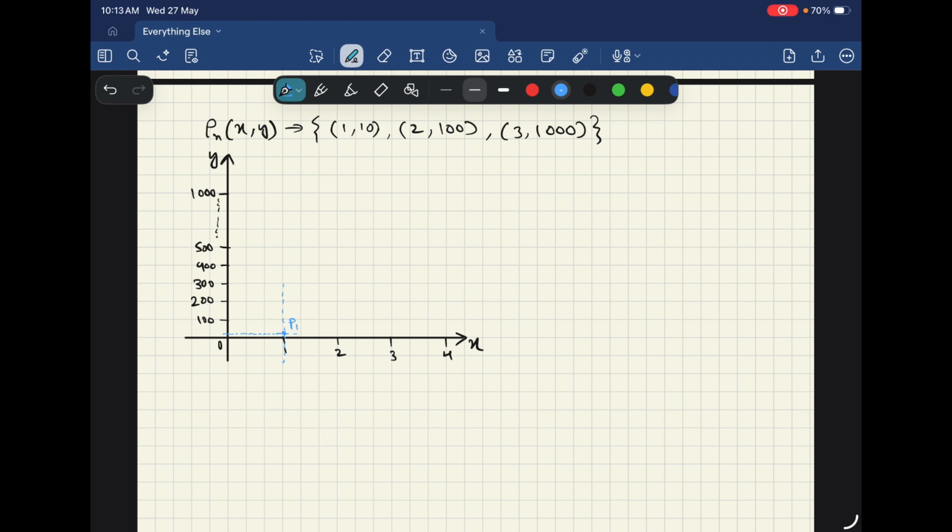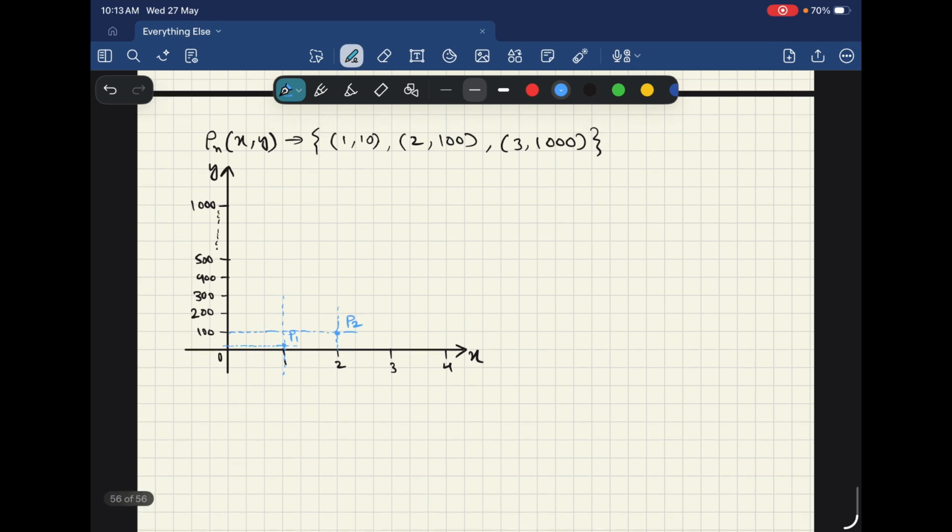Now p2 corresponding to 2, and y equals to 100. This one is good for this because the order of our y is in hundreds. So p2 is quite easy to find. Now what about p3? Let's draw this line for x equal to 3 and for y equal to 1000. Damn. Alright, so this is our point P3.